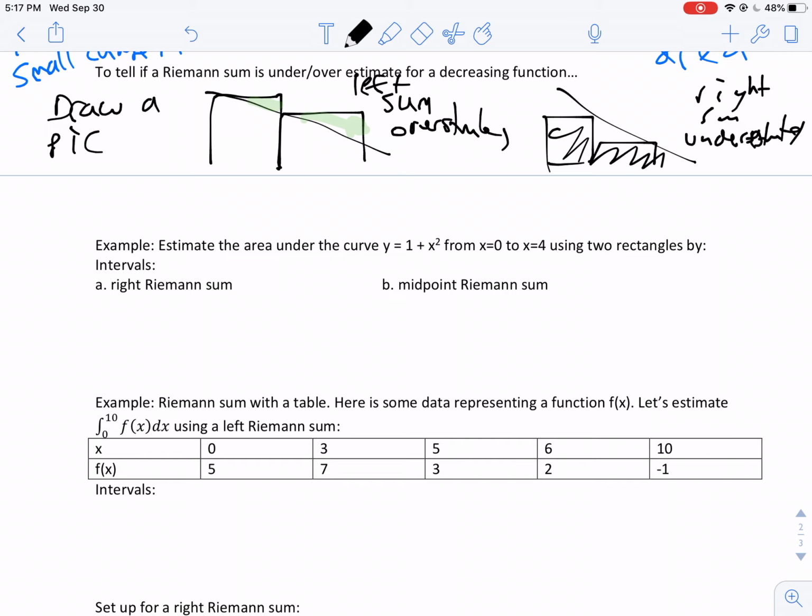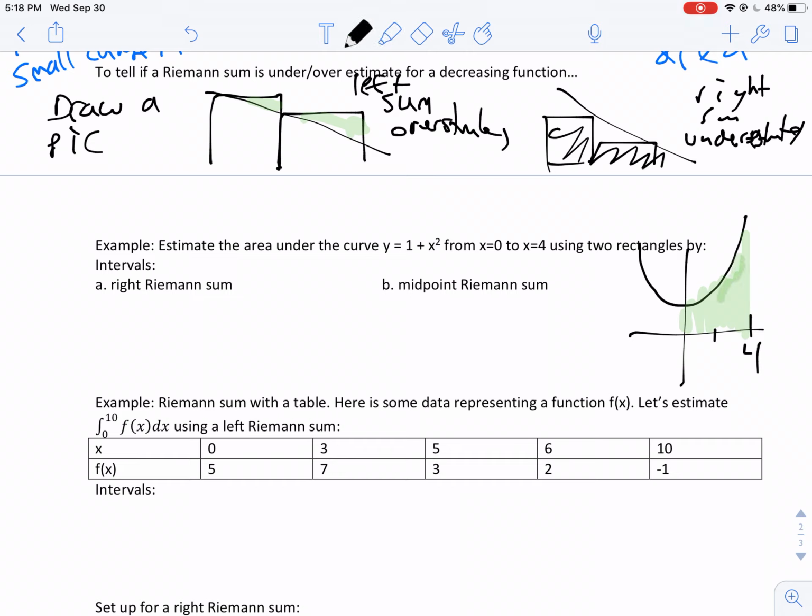What if they give you an equation, right? So if I ask you to estimate the area under the curve 1 plus x squared from 0 to 4. What that's saying is if you had this parabola of 1 plus x squared and you wanted to find the area from 0 to 4, and you didn't have a graph, you just had this equation, how could you do that?